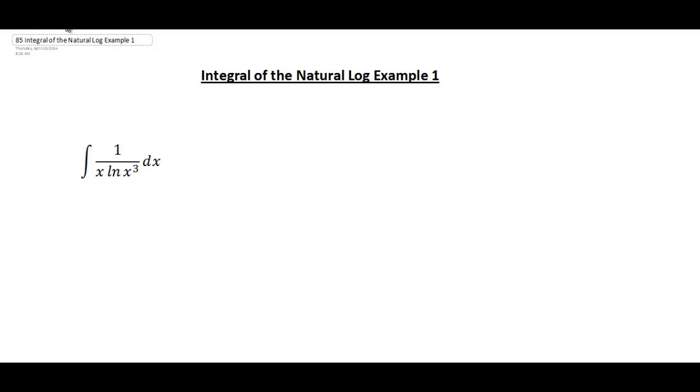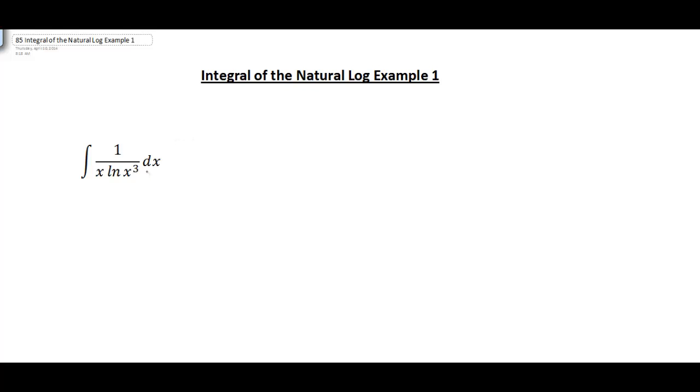Okay, here in this video, I want to give you a couple more examples of looking at the integral of the natural log. And the first example that we have here is the integral of 1 over x multiplied by the natural log of x cubed. So in order here to find the integral, we need to figure out what are we going to try to let u equal to?